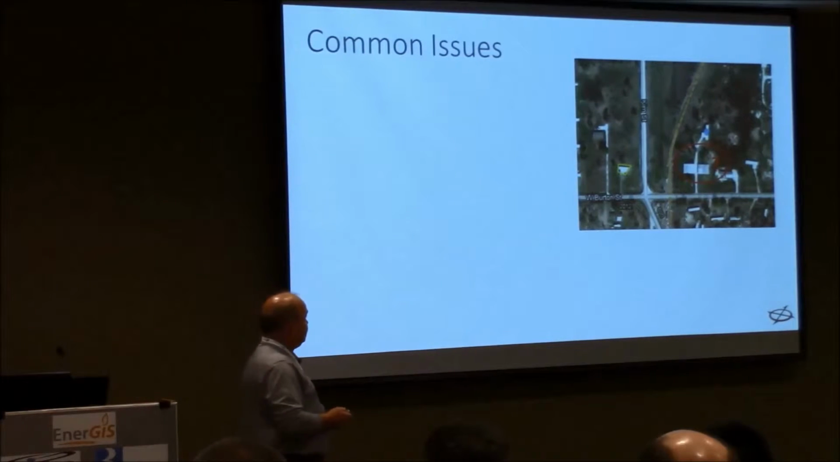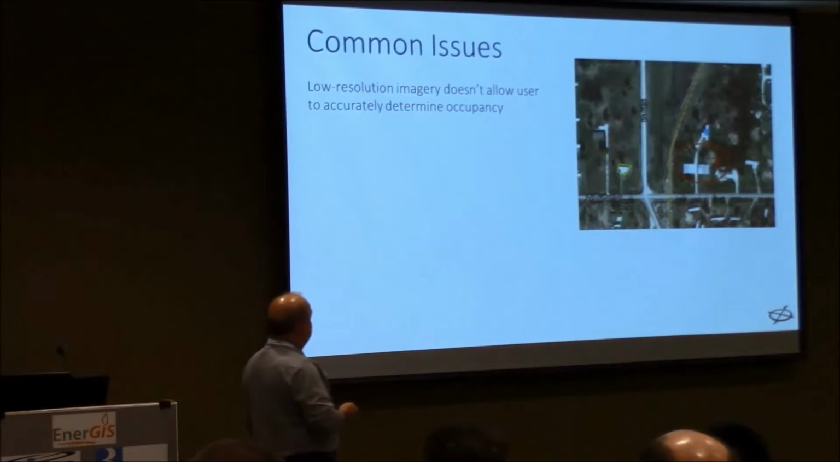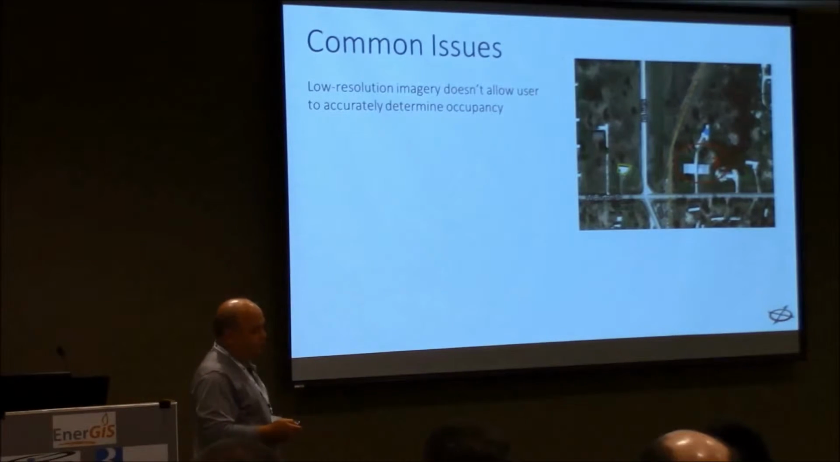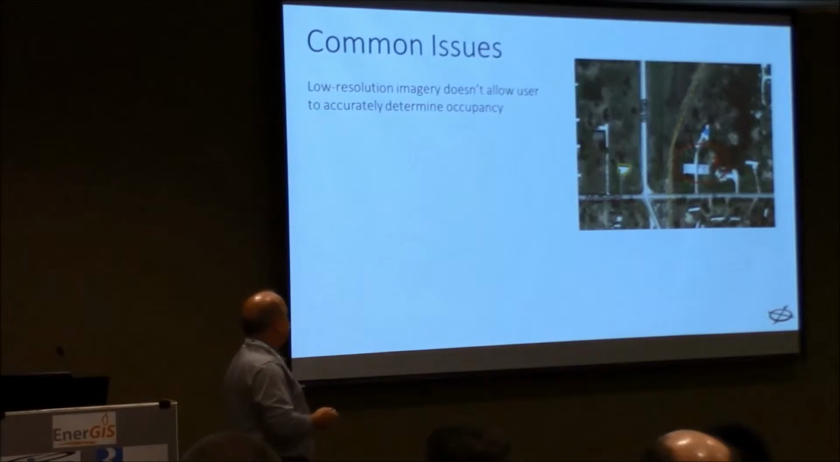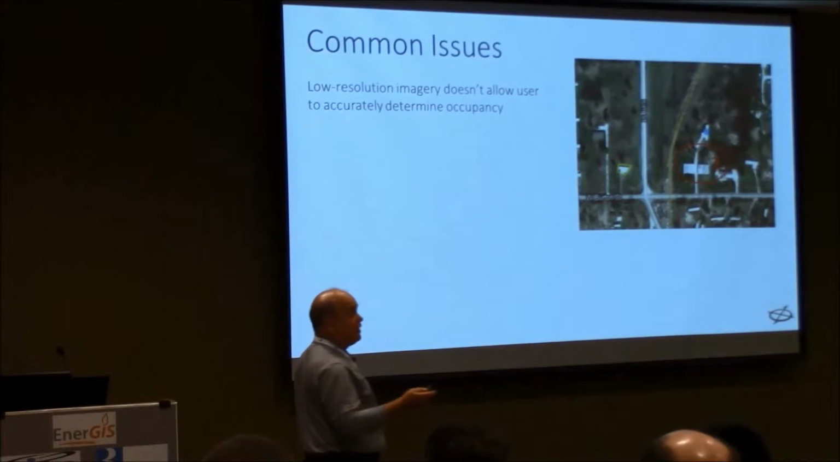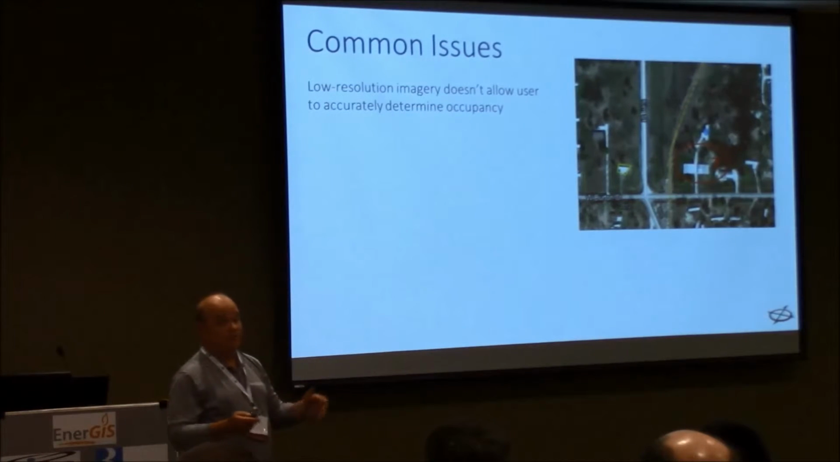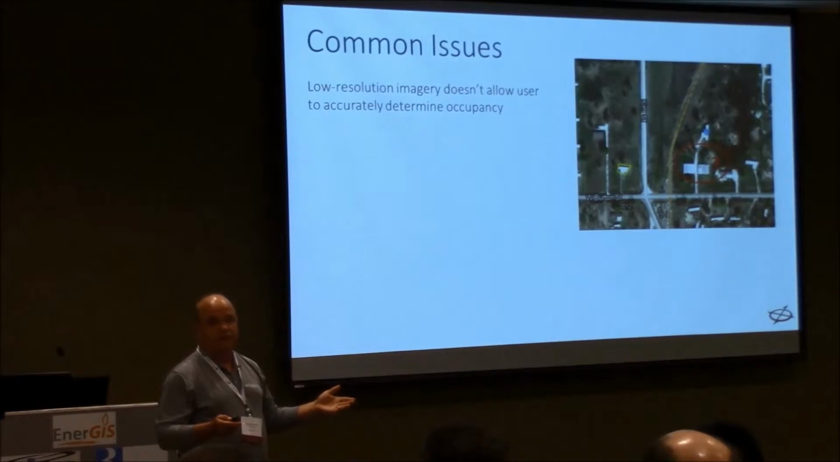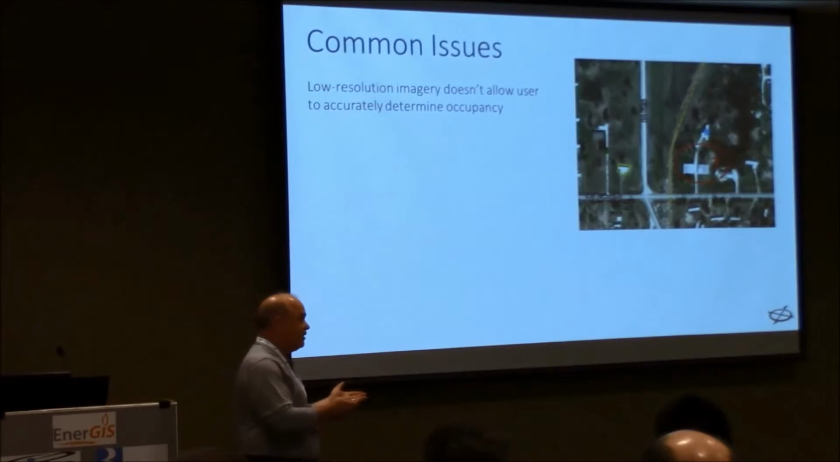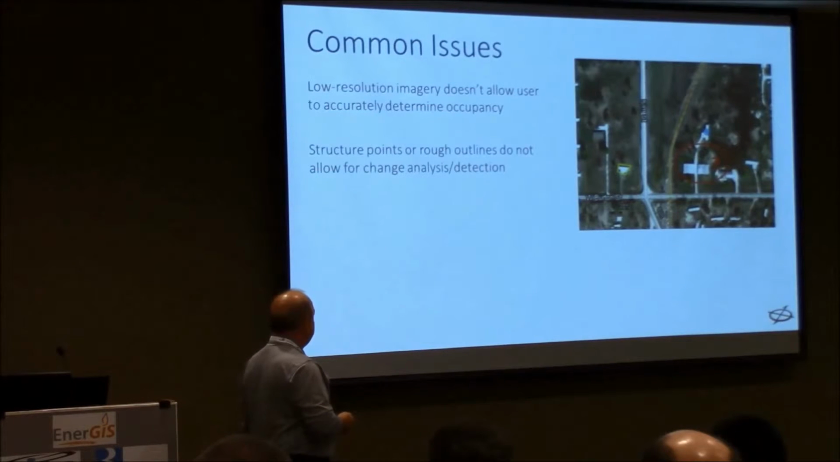So here are some of the common issues that we see with this. Low resolution imagery really prevents you from making any determination about occupancy. So you need field verification to do this, right? That's how you're going to do it. If you can't tell from a picture, you're going to send people on the ground.